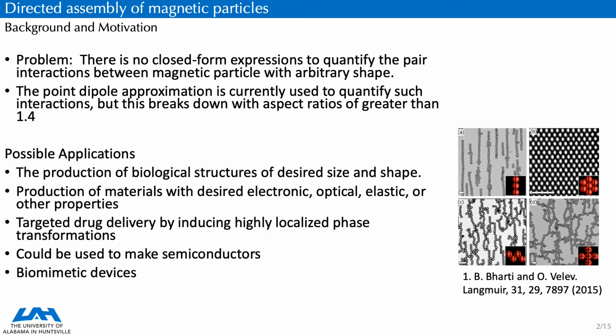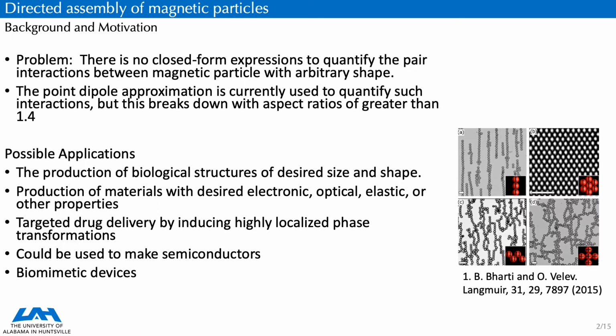A little bit of background. The problem that we encountered is that there is no closed-form expression to quantify the pair interactions between magnetic particles with arbitrary shape. The point dipole approximation is what is currently used to quantify such interactions, but previous research has found that this breaks down with aspect ratios of greater than 1.4.